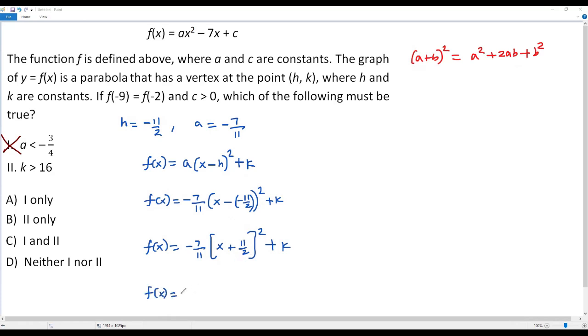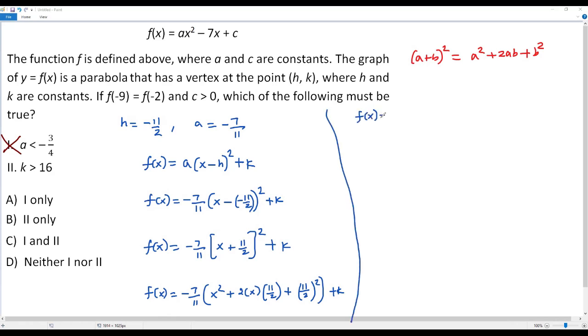Then I'm getting f of x equals negative 7 over 11 times x square plus 2ab, that is 2 times x times 11 over 2, plus b square, that is 11 over 2 the whole square, plus k. Okay, now let me continue over here. f of x equals negative 7 over 11 times x square, and here this 2 will cancel out. I'm getting positive 11x, and when I evaluate this one, I'm getting 121 over 4, plus k.